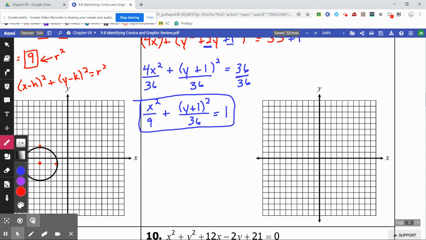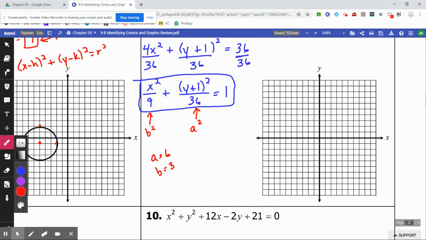Now, when you're dealing with an ellipse, reminder that the largest number on the bottom is your A. The smaller number is the B value. So therefore, here my A value would be 6 and my B value would be 3. And we could use A squared minus B squared to find our C value. A squared minus B squared would equal C squared. But this is all we'll need.